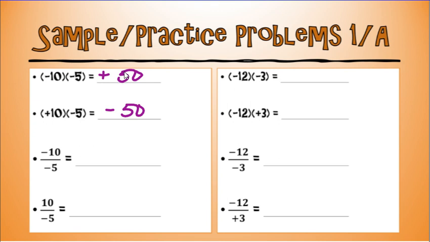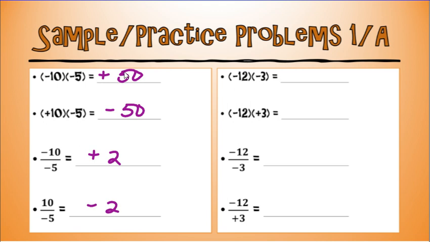Negative 10 divided by negative 5. 10 divided by 5 is 2. Since the signs are the same, my answer is positive. 10 divided by a negative 5 is 2, but because one is negative, I have an answer of negative 2.